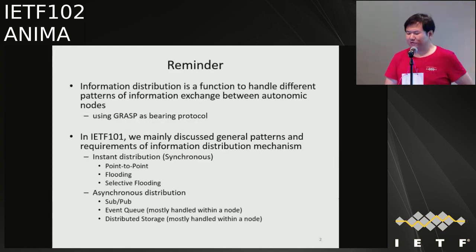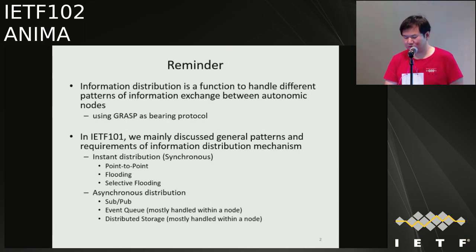A brief reminder, the information distribution is a function to handle different patterns of information exchanging between autonomic nodes. And we are using GRASP as the backend protocol. And in the last IETF, we reorganized the requirement and several general different information exchange patterns, which are the instant distribution, which is point-to-point, flood and selective flooding, and asynchronous synchronization distribution, the subpub, and event queue and distributed storage.